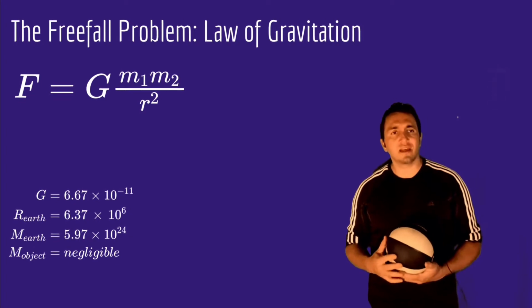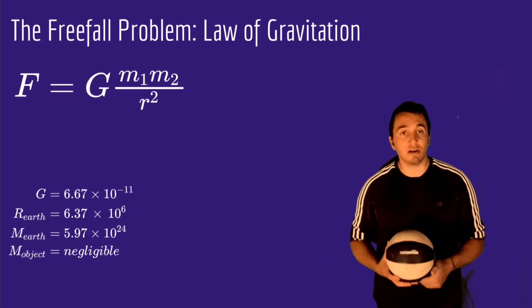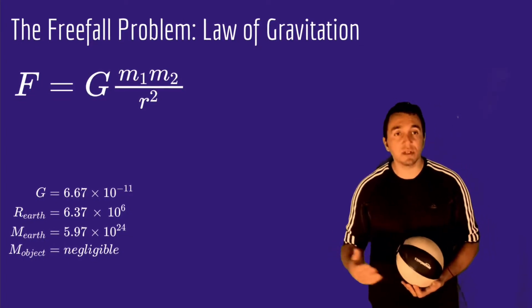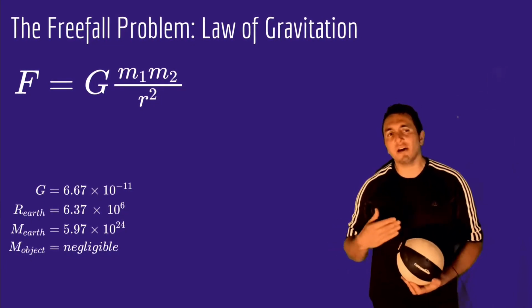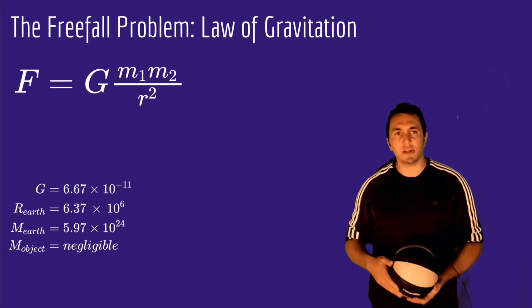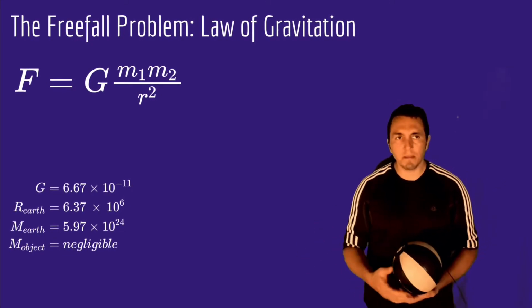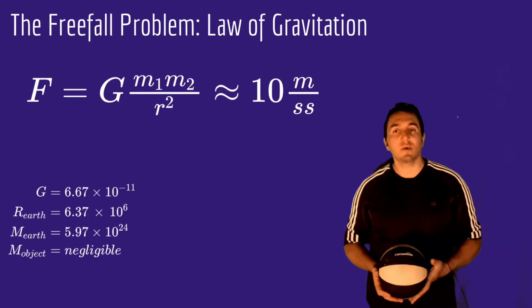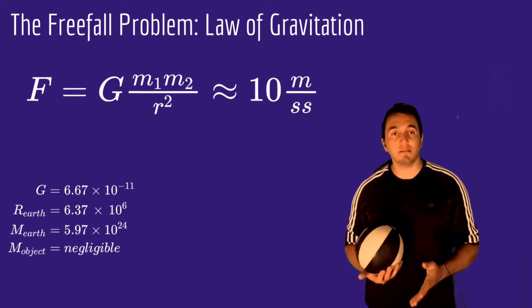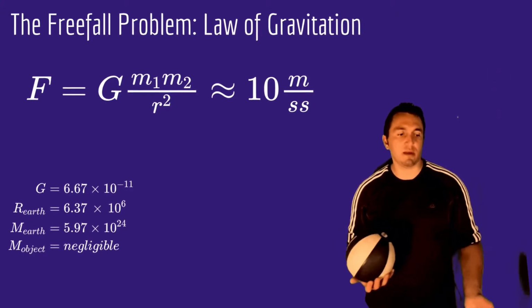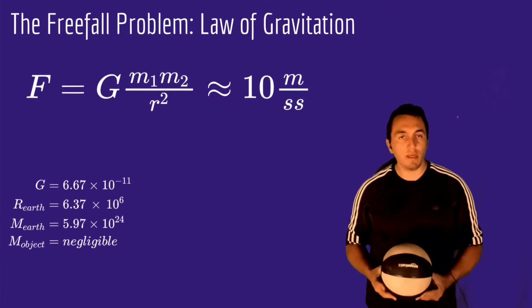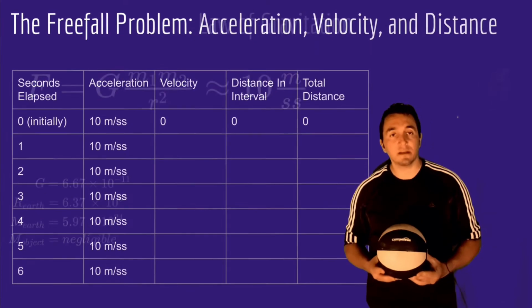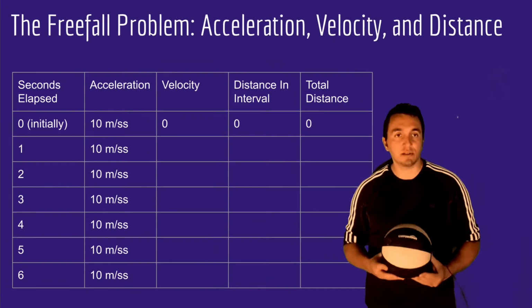We can also see that the radius of the Earth is very large, right? Because the Earth is huge. So the distance from the center of the Earth hardly changes if we're on the top of a building or we're at sea level. Because of this, we're just going to approximate that as 10 meters per second per second. So what that means is when something falls toward Earth, it accelerates at 10 meters per second per second.